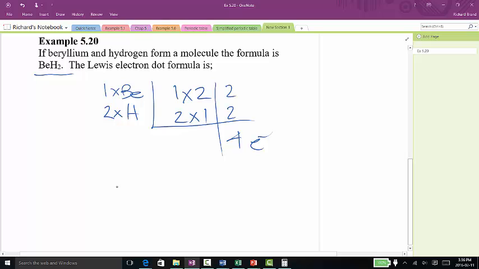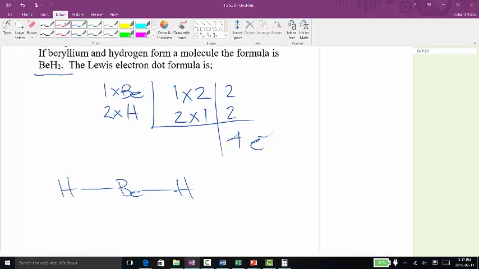I'm going to put the beryllium down as the central atom. I'm going to put a hydrogen on either side of it. And I'm going to connect each of the hydrogens to the beryllium with a single line representing the sharing of a pair of electrons. Now I'm going to put those electrons on that line.